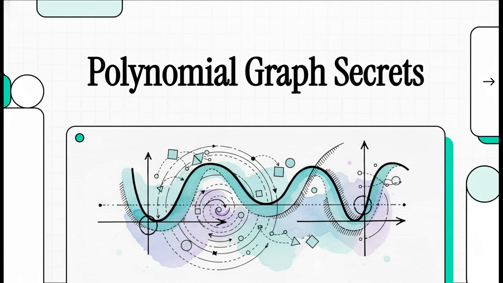Have you ever stared at a polynomial graph with all its twists and turns and just wondered, how does it know what to do? It's like there's a secret code buried deep inside the equation, telling it exactly where to cross the x-axis and where to turn around. Well, today we are cracking that code, and it all starts with the two basic moves a graph can make.